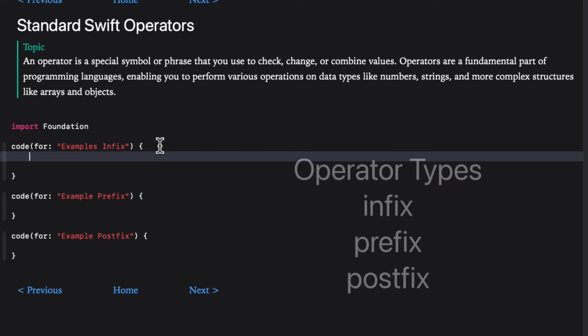Now there are 3 different types of operators. They are Infix, Prefix, and Postfix. So before we jump into creating custom ones, let's quickly look at some examples of each.